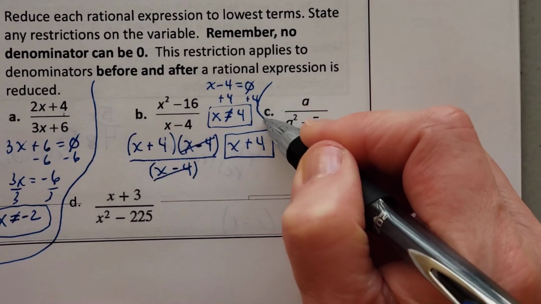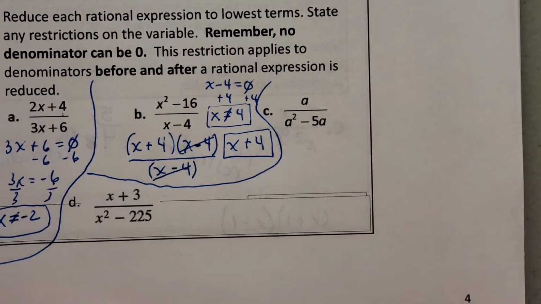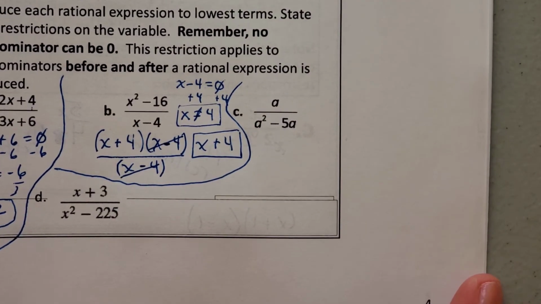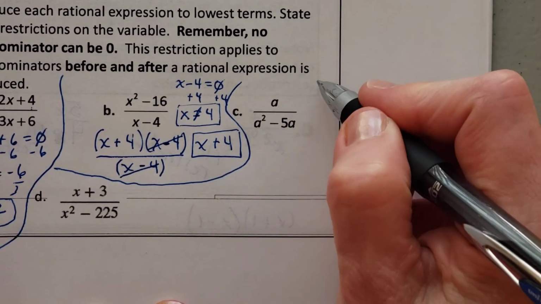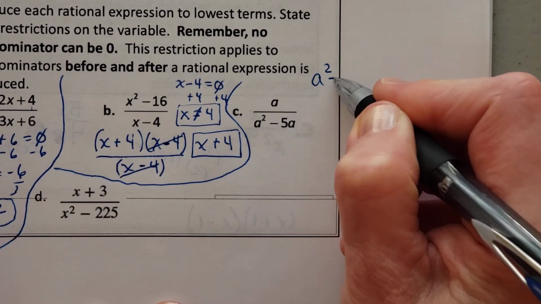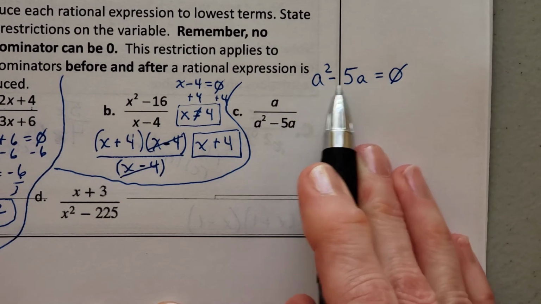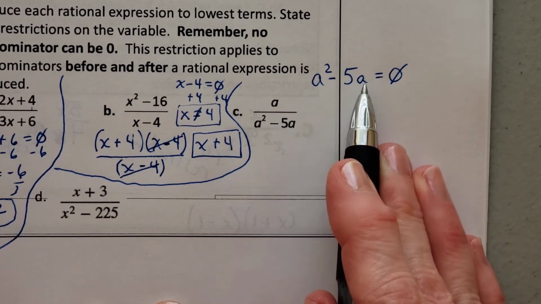Letter C. Letter C, first thing we're going to do is find our restrictions. So we're going to set the denominator equal to 0. Can I pull something out of both of these?